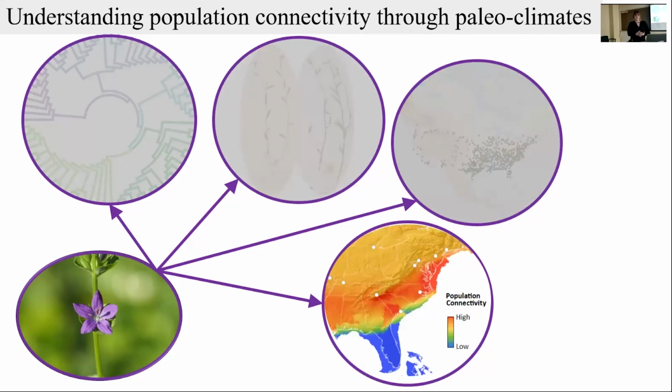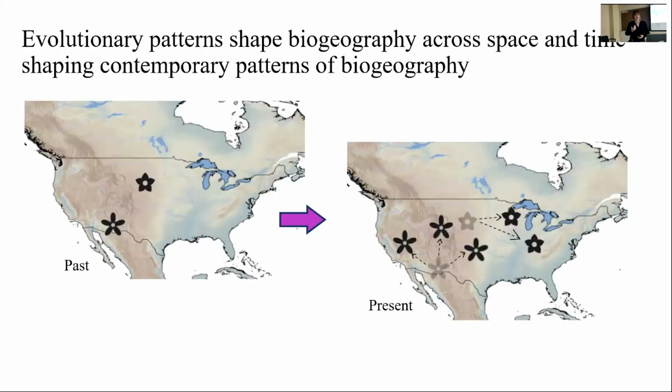Okay, so that brings me to my final topic here, which is where I explored population connectivity using paleoclimates. So I was broadly interested in biogeography and how individuals move across the landscape, and how they move over time, and then what factors influence this movement.